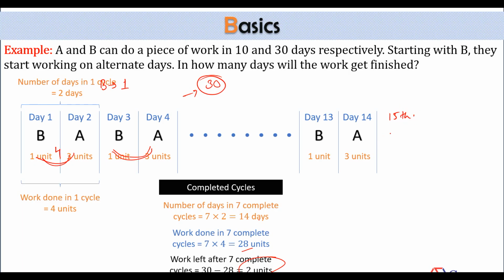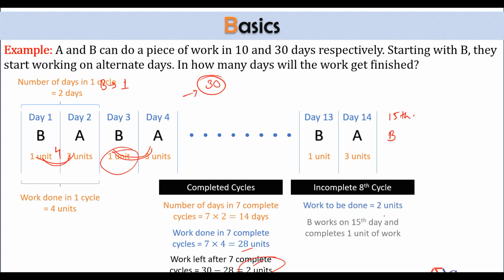Whose turn is now? I can say B. And how much work is left? It's 2 units. I know that nobody can work for more than 1 day continuously. Now I can see that the work left is 2 units and B can do only 1 unit per day. That means he won't be able to finish the remaining work in the next day. He'll come on the 15th day and he'll do 1 unit.